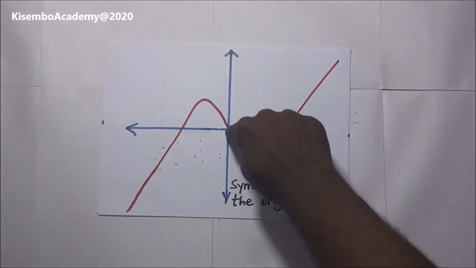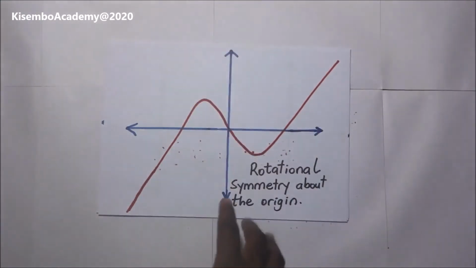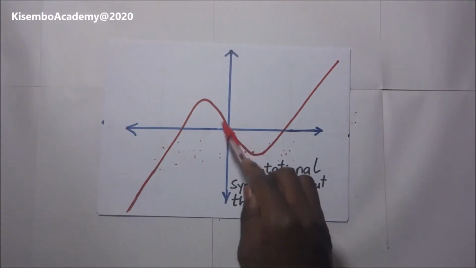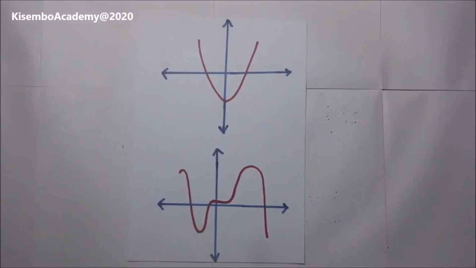When this is my center, it would look the same. So that is what we are calling rotational symmetry. So they have a rotational symmetry about the origin. Now take note, there are some functions whereby the conditions that we've been discussing earlier are not met. They do not meet the condition for it to be an odd, or they do not meet the condition for it to be an even function.